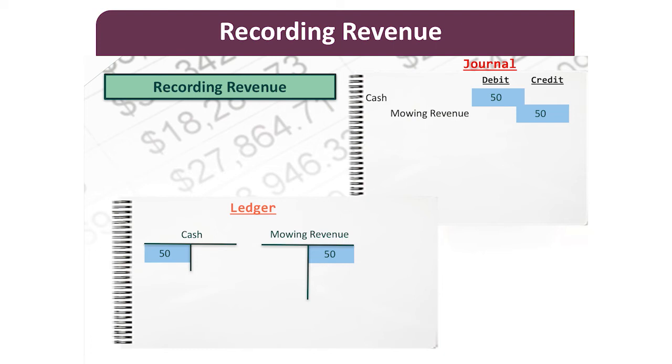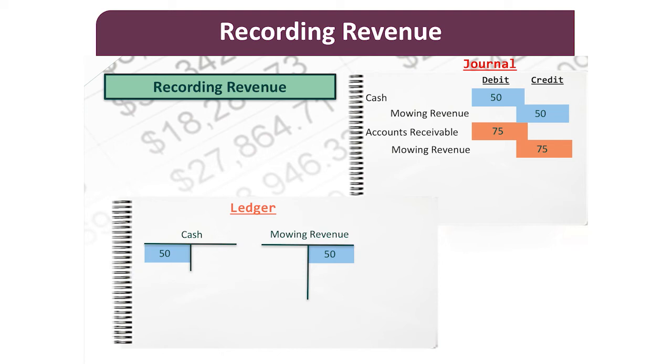The second transaction is that during June, you mow a lawn on credit for $75. You will be paid for the job in July. The accounting journal entry is a debit to the asset account receivable and a credit to the revenue account, lawn mowing revenue.